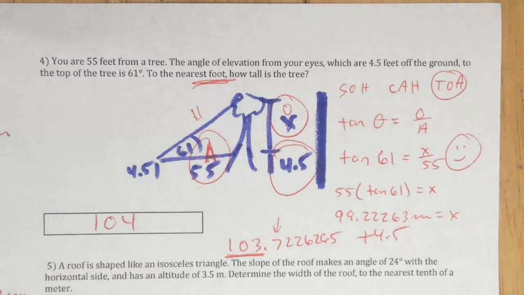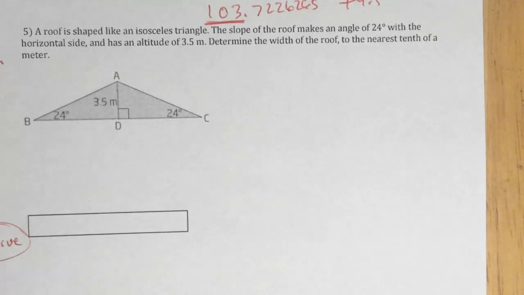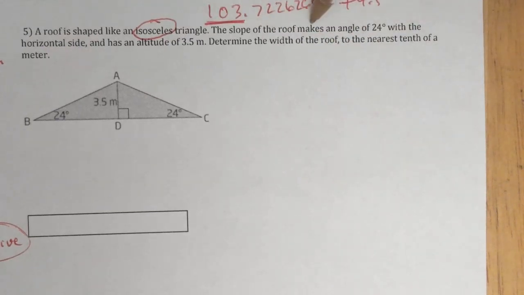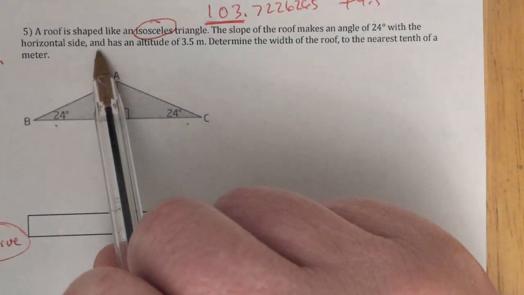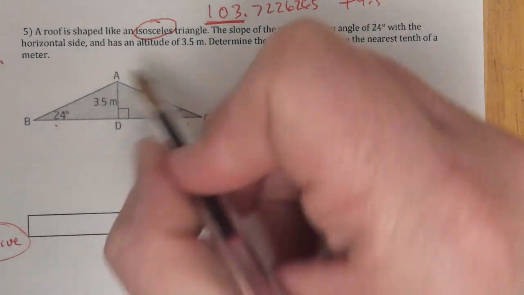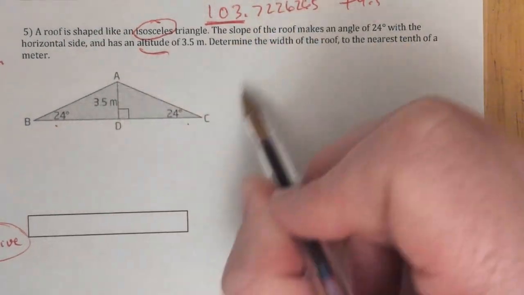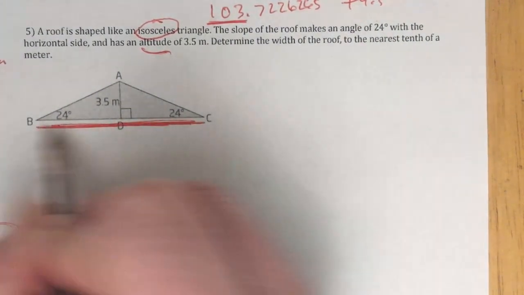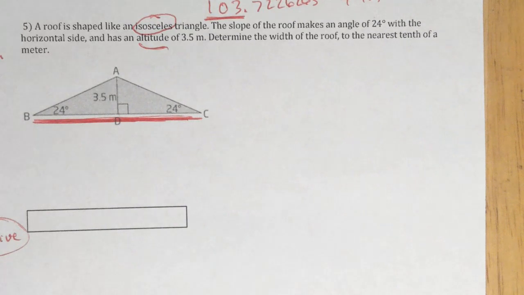Fabulous. We're on the last one. Number 5. They were nice enough to give us the picture. A roof is shaped like an isosceles triangle. Isosceles means this side and this side are equal. The slope of the roof makes an angle of 24 degrees with the horizontal side and has an altitude of 3.5. Determine the width of the roof. So they want all of this. That is our goal, the entire width.